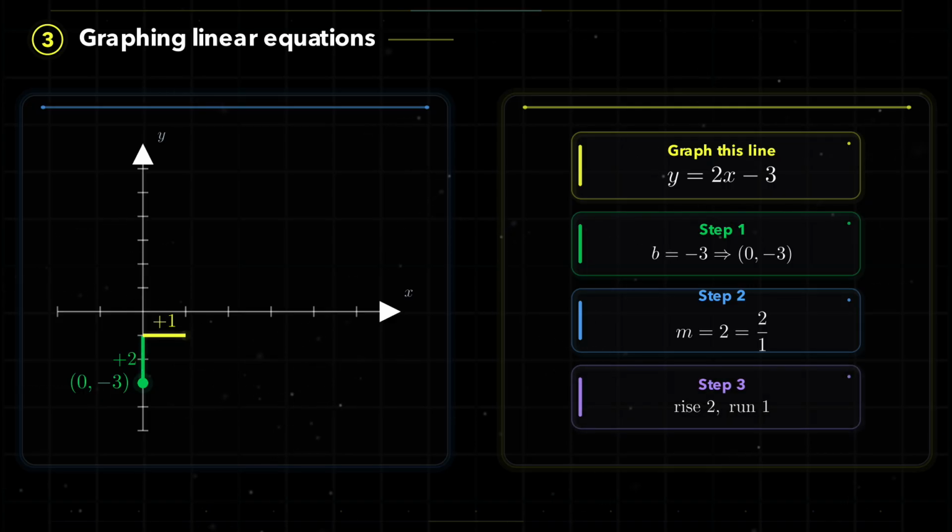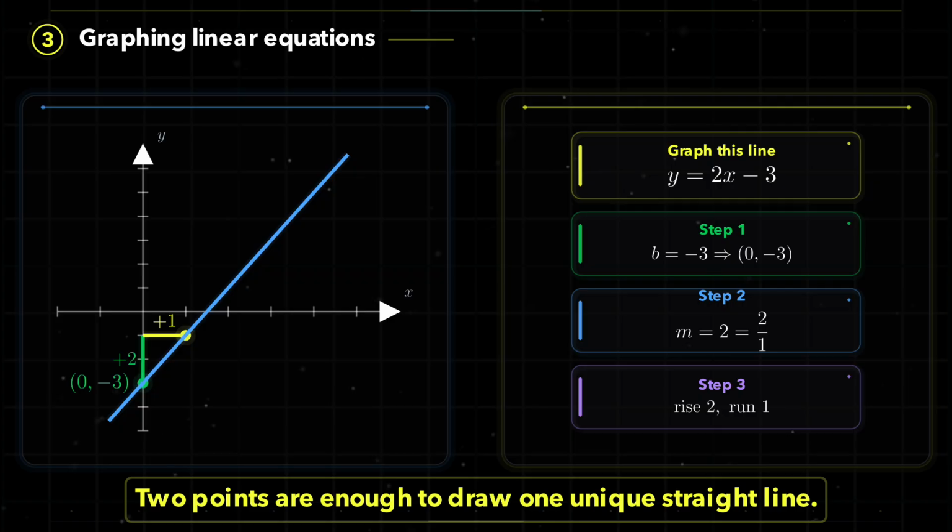That means rise 2 and run 1. Starting at the y-intercept, we move up 2 and right 1. That gives us the second point. Now we have 2 points, and 2 points is enough to draw a unique straight line. So we draw the line through these 2 points. And that is the graph of y equals 2x minus 3.